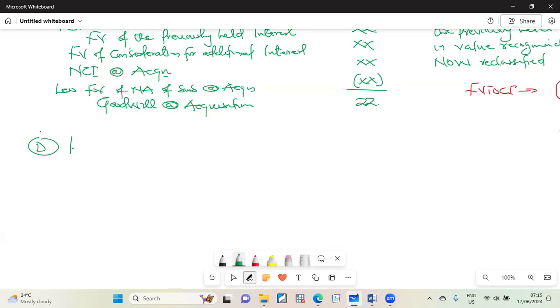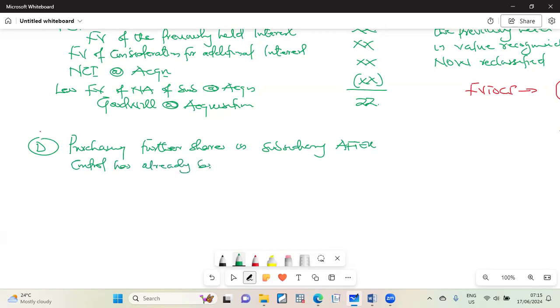We are saying that any more purchase, so purchasing further shares in subsidiary after control has already been attained.